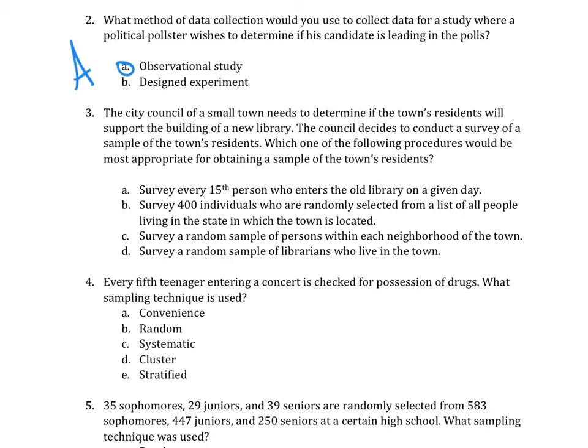Number 3, the city council of a small town needs to determine if the town's residents will support the building of a new library. The council decides to conduct a survey of the sample of the town's residents. Which of the following procedures would be most appropriate for obtaining a sample of the town's residents?